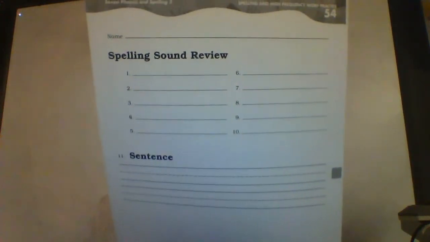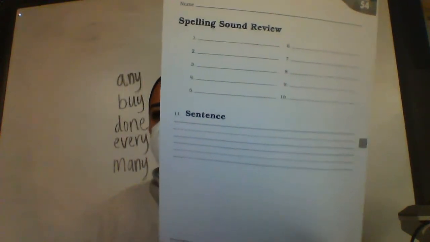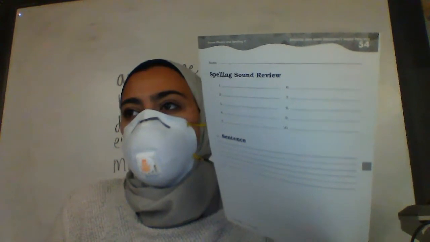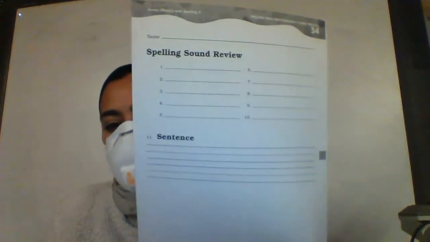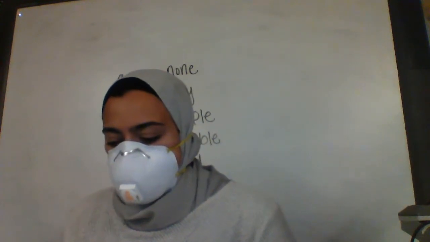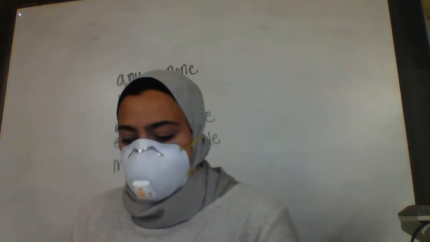On this paper, I need you to put your finger next to number 1, and we're going to practice spelling some of our old sight words. So next to number 1, I want you to write the word been. I have been there before.